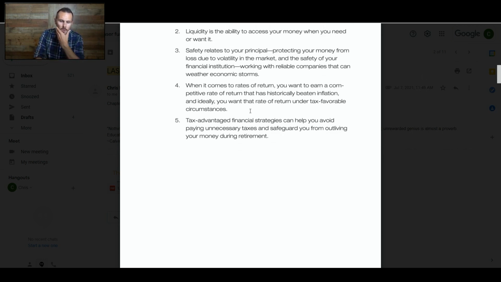When it comes to the rates of return, you want to earn a competitive rate of return that's historically beaten inflation, and ideally you want the rate of return under tax favorable circumstances. I agree. IULs should do this for you, quite frankly. If you structure them max cash value, minimum death benefit, they will beat that. But I would say if you are looking at an IUL, make sure you call them out and you say, do not run this at more than 4.5%. If you run it at 4.5% and you're happy with what you see, get it, and you'll have some upside, and you'll at least be able to be comfortable and clear on what your realistic results are.